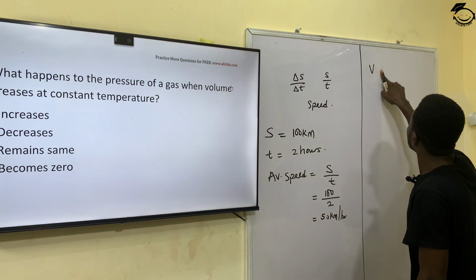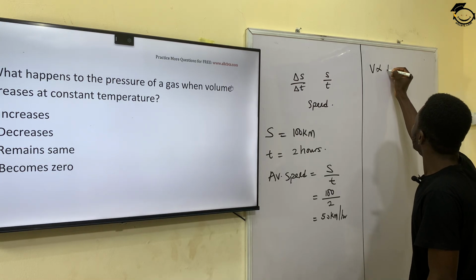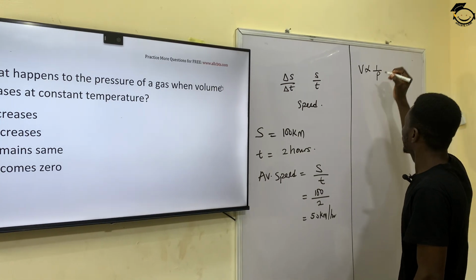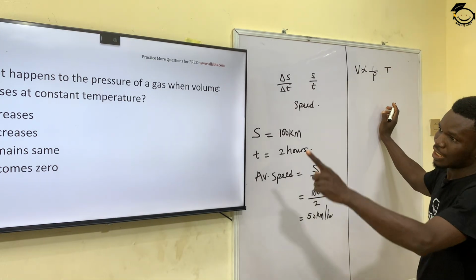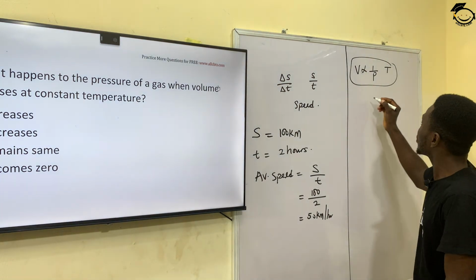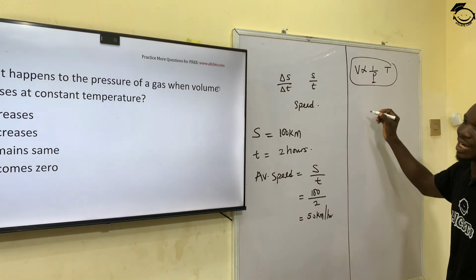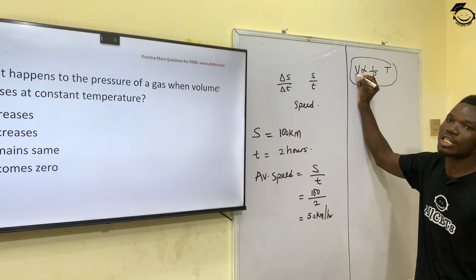We said that the volume of a gas is inversely proportional to the pressure of a gas, provided that the temperature remains constant. As in this case, this is obeying that law, and this is Boyle's law. And because of the inverse proportionality, when there is an increase in pressure, there will be a decrease in volume.